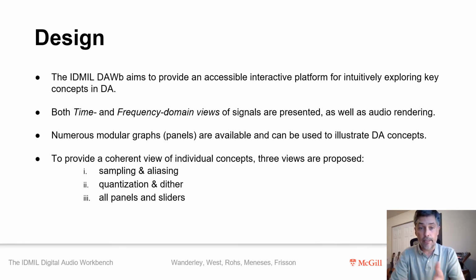So, design. It's again open, accessible. We show both time and frequency domain views of signals. So whatever you do in one domain, typically time domain, you see the effect in frequency domain. And we separate into three different views. The first is sampling and aliasing, where we focus on sampling. The second is quantization and jitter, so we focus on the effect of choosing a certain number of bits to quantize your analog amplitudes into digital values. And the third view actually shows all the panels and sliders. This is more for a bit more advanced users who want to see everything at the same time.